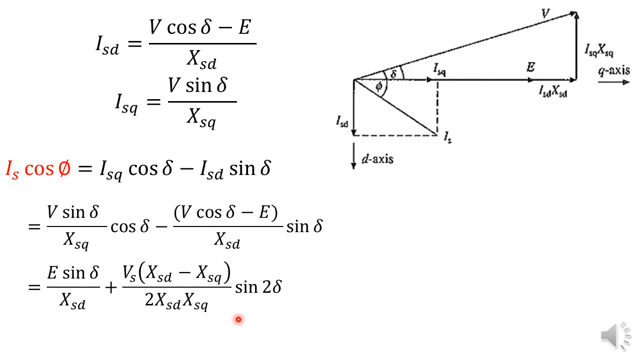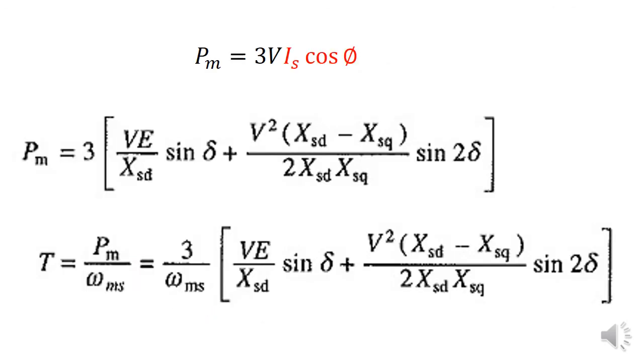IS cos phi. Now, we will write the expression for power Pm. Pm is equal to 3 V Is cos phi. It is equal to 3 into V into the expression for IS cos phi. Similarly, for torque, T is equal to Pm by omega ms, which is equal to 1 by omega ms into the expression for Pm. So, we have obtained the expressions for power and torque.